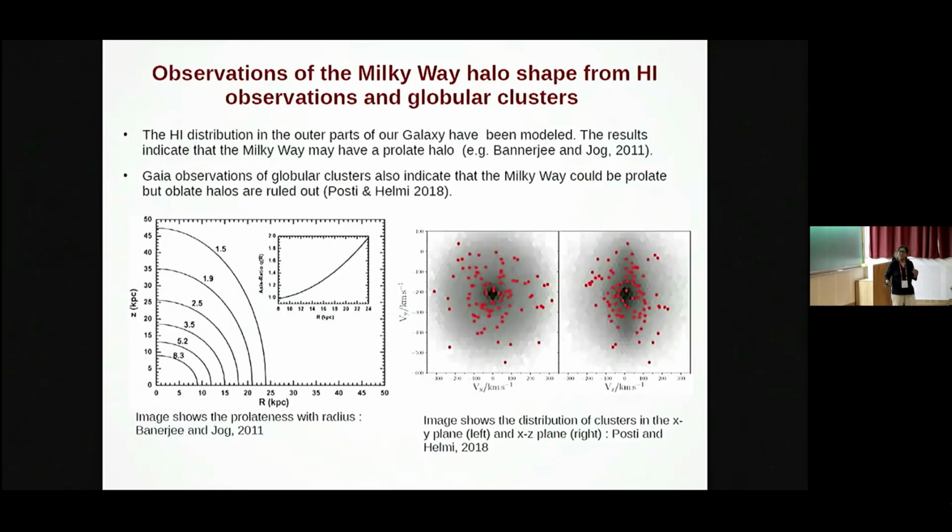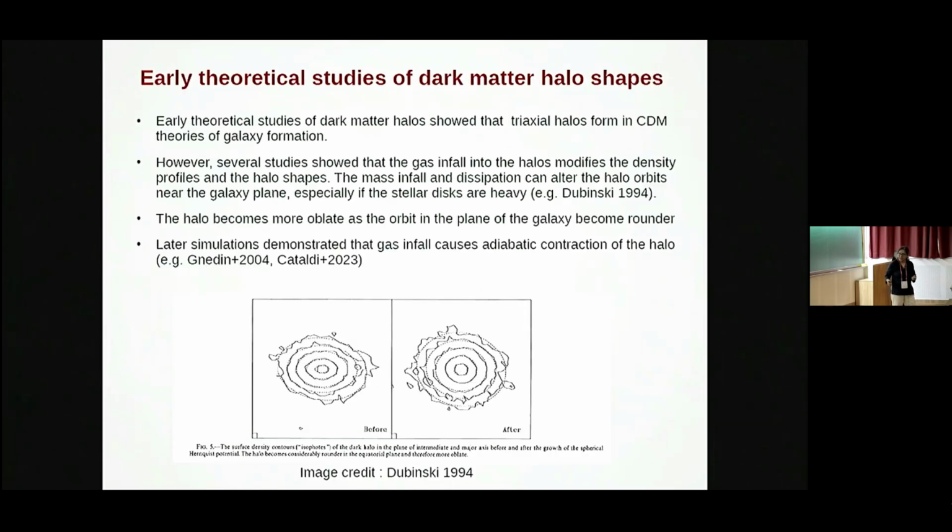Now, this was used for the Milky Way, and Chanda and Arunima used it to find out the shape of the Milky Way halo, which they suggested was prolate. And more recently, with Gaia observations, the distribution of globular clusters has been known to indicate the prolate shape of our Milky Way halo. Now, simulations have also been very good at understanding galaxy halo shapes.